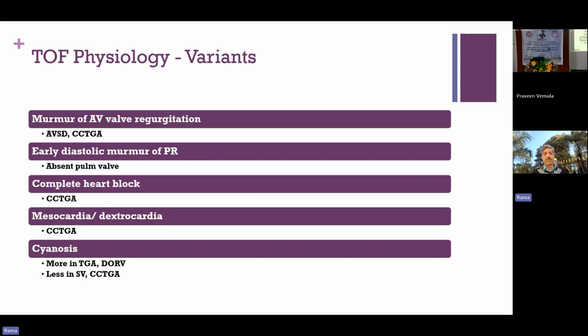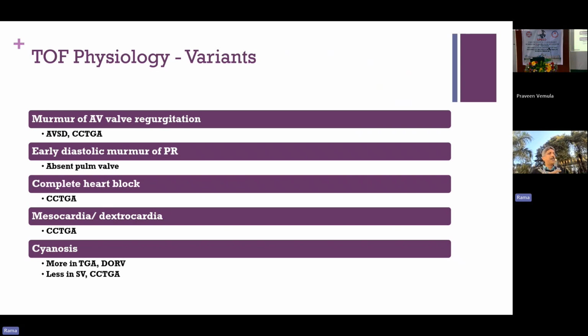So the left and anterior aorta can be palpated. There are various other small things that can be added, like the murmur of AV valve regurgitation, which can be found in AVSD and CCTGA. An early diastolic murmur, EDM of PR, can be there in absent pulmonary valve, but commonly you can have it because of AR also. TOF with AR can also be found in our country. Complete heart block is generally CCTGA. The other important clue towards CCTGA is the situs and the position of the heart. If there is a discrepancy, situs solitus with dextrocardia or situs inversus with levocardia, the chance of CCTGA increases tremendously.